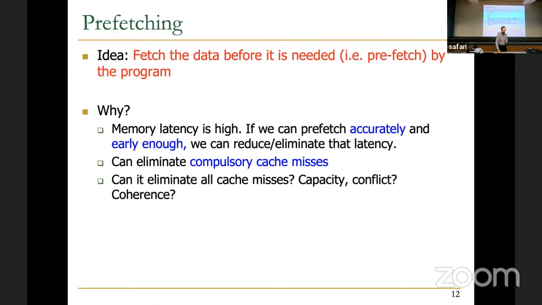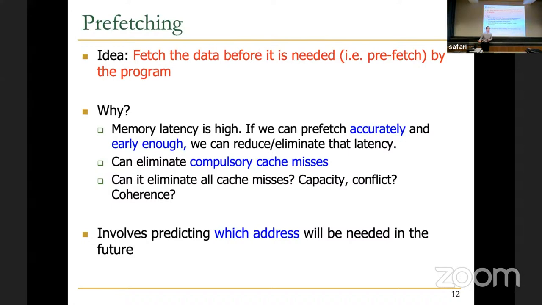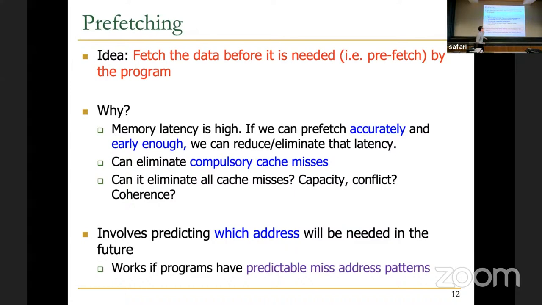So clearly, this involves predicting which address will be needed in the future. So you need to look into the future somehow, or based on the past access patterns, you need to predict what will happen in the future. Which means that you need to have some sort of predictability in the missed address patterns, or you need to do something more creative, maybe pre-execute the program in some way, right? Any questions? Clearly, this is basic to start with.